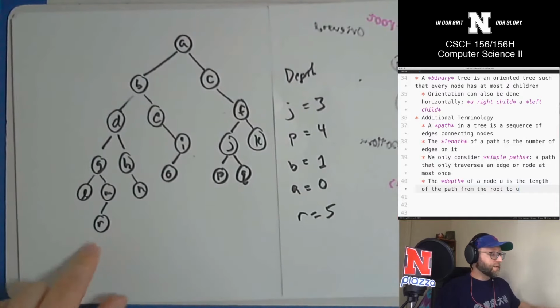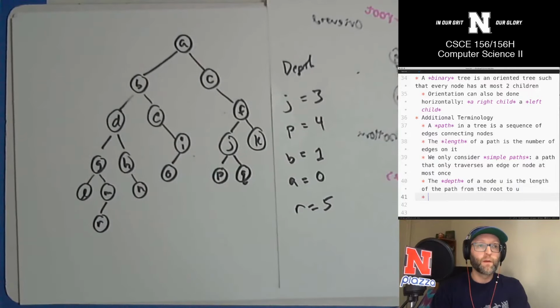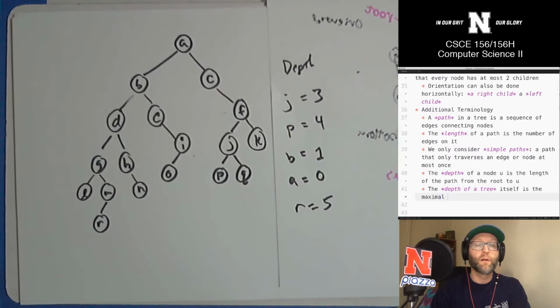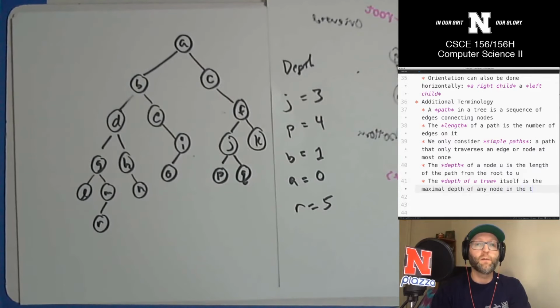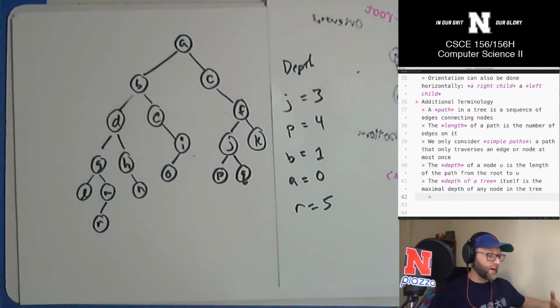That is actually the deepest node. So consequently, the depth of a tree itself is the maximal depth of any node in the tree. Right? So for example, the depth of this tree here is going to be 5 because there's no other node deeper here, and that's why I drew it like this.